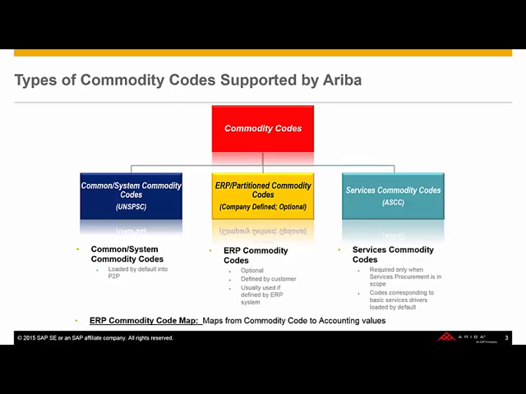And then there are services commodity codes. Services commodity codes, or abbreviated ASCC, are those codes that were previously used by the Ariba Services Procurement Module, which was a separate module of the system that has now been largely replaced by Fieldglass. Fieldglass is discussed in a separate presentation.